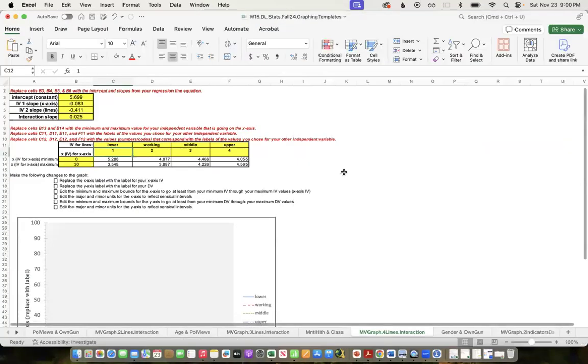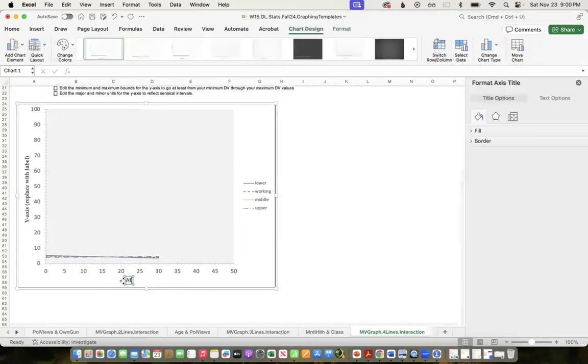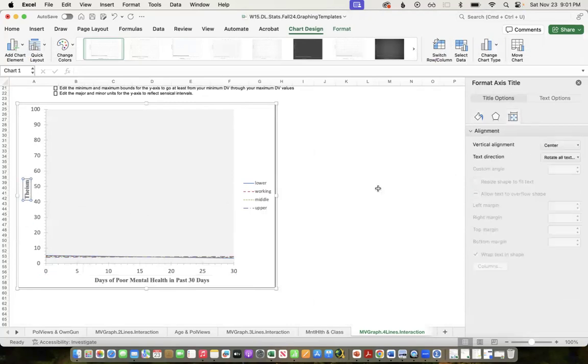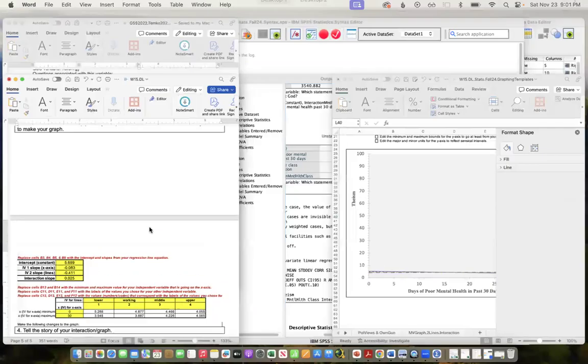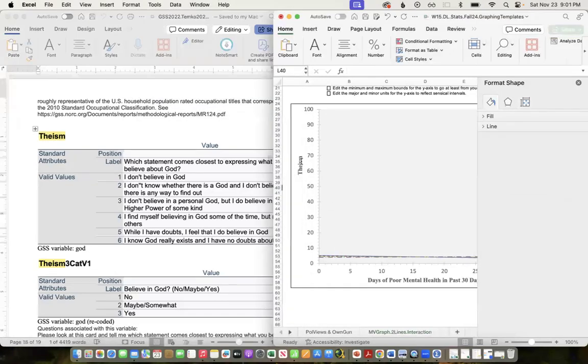So now let's finish fixing this graph. My x-axis again was mental health, so days of poor mental health in the past 30 days, and that's going to go from 0 to 30. And our y-axis is theism. It goes 1 to 6.